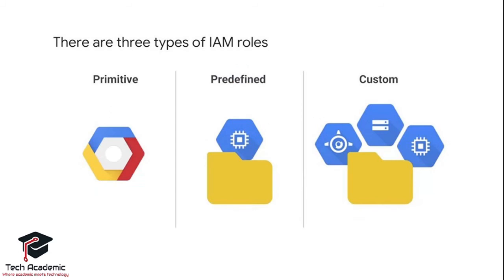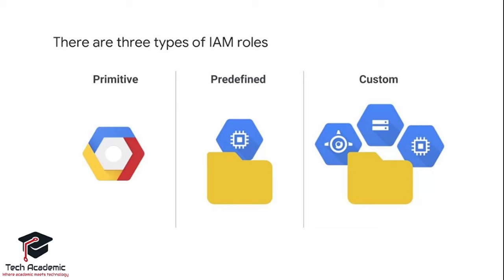So there are three types of IAM roles: primitive, predefined, and custom. Basically, what part of an IAM policy defines what can be done is a role, as I told you earlier. An IAM role is a collection of permissions, because most of the time you need more than one permission to do meaningful work. For example, to manage virtual machine instances in a project, you have to be able to create, delete, and so on virtual machines. So to make this easier, we need to define IAM roles.